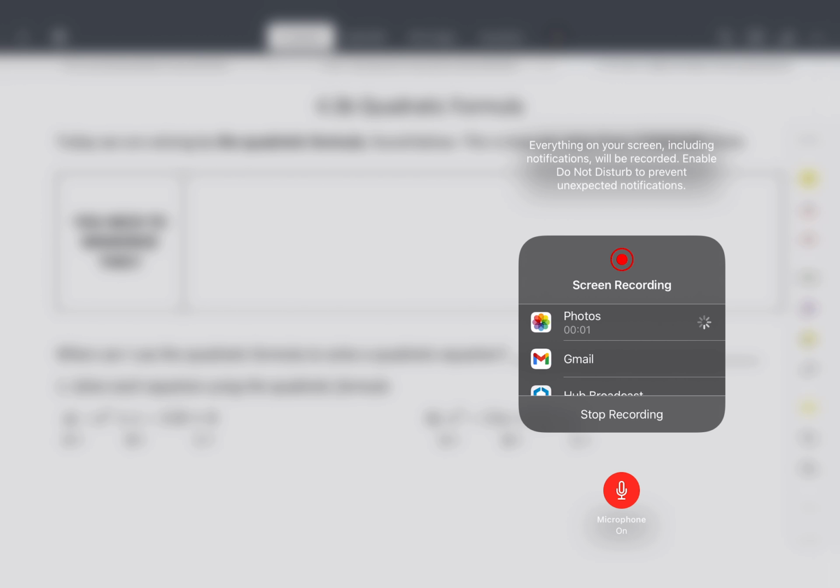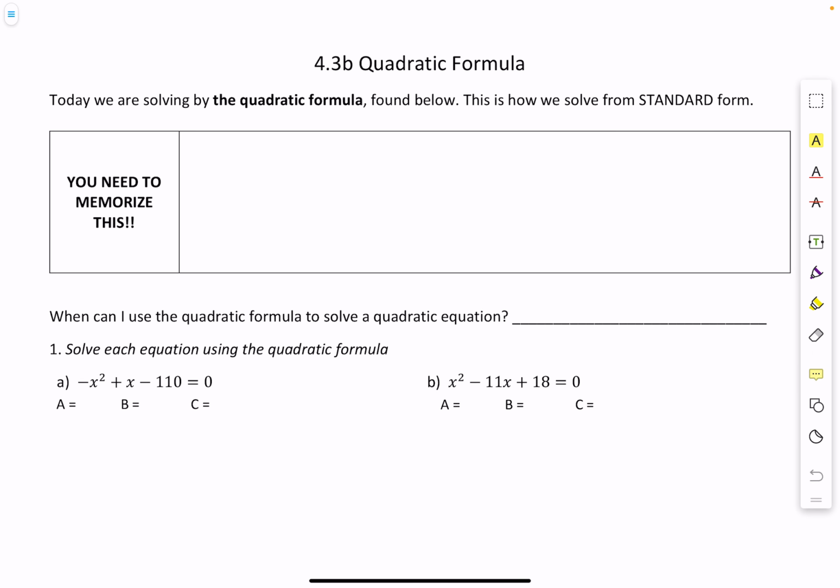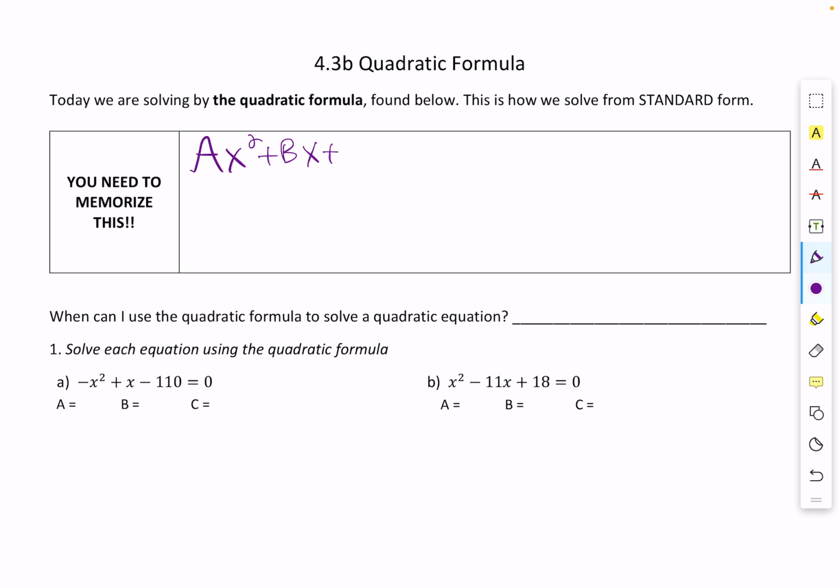Today we're going to talk about how to solve from standard form, okay? So if I have a quadratic equation in standard form, it's going to look like this: ax squared plus bx plus c equals 0. Don't forget, it has to equal 0 to be considered standard form, okay? So far, so good? To solve means I want to know what x equals, right? So here's our quadratic formula.